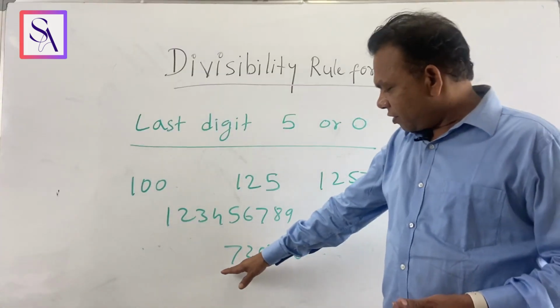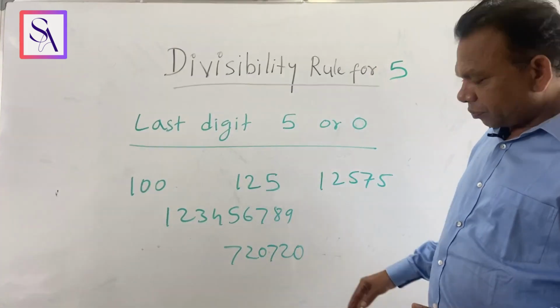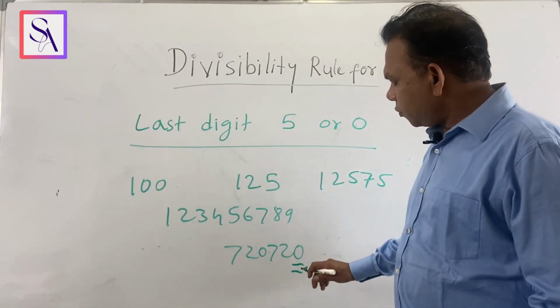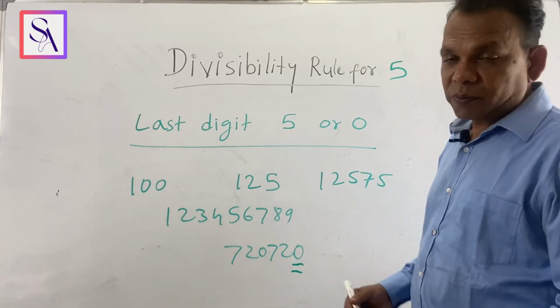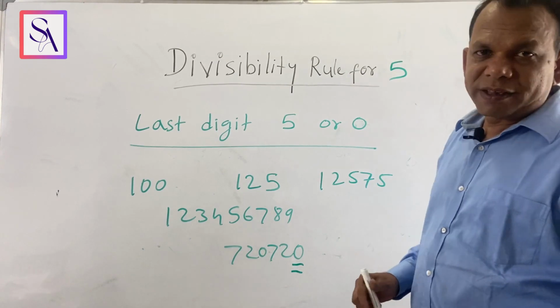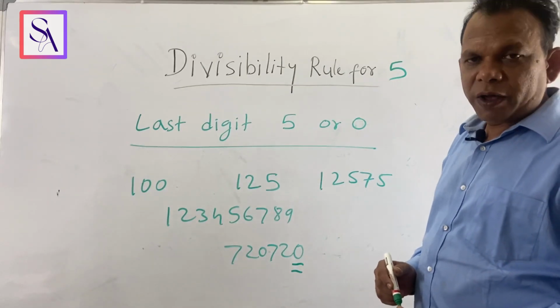Now our magic number 720. Here the last digit is 0. So 0 is there. So this number is divisible by 5.